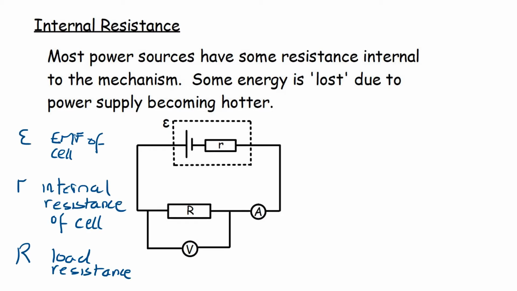We can consider that the cell has its own resistor inside, given the letter little r. And that helps us then to visualize what's happening. It also allows us to see what the effect of that is going to be when it's in a circuit combined with a load resistance, big R.